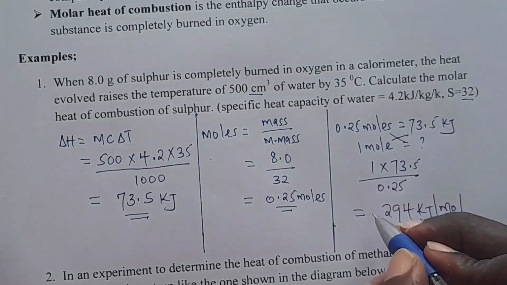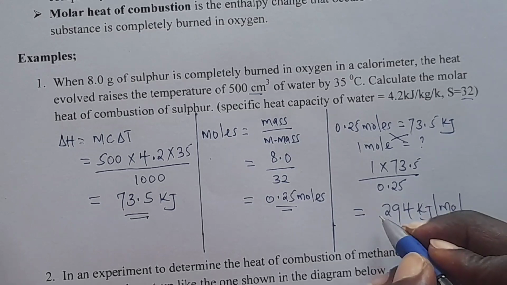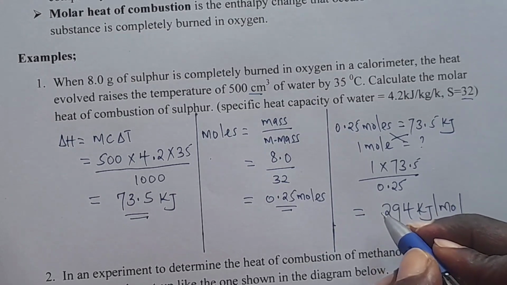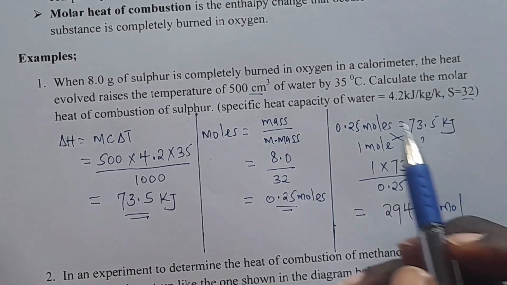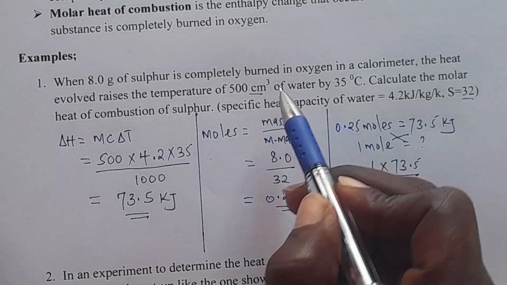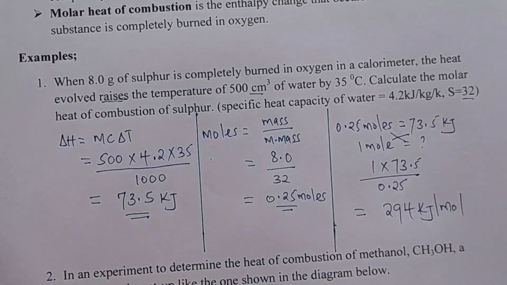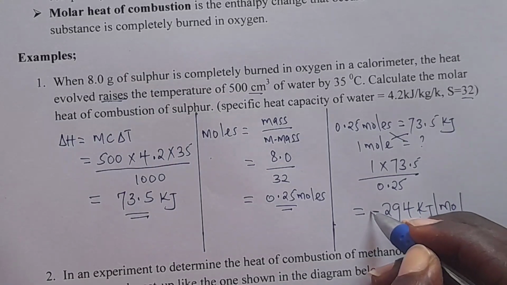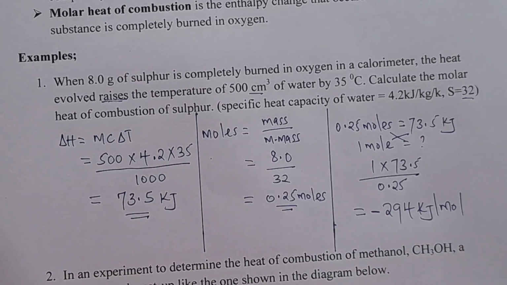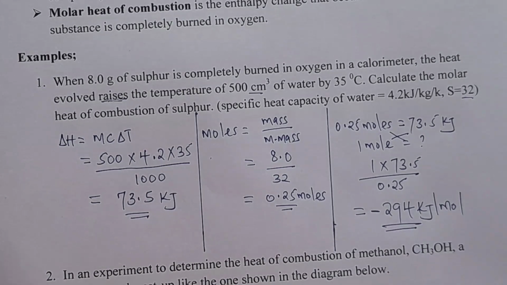So let's see whether this reaction is endothermic. If it is endothermic, we are going to put positive here. If it is exothermic, we are going to put negative there. And that will be shown by the temperature. We are told that the heat evolved raises the temperature. We said if you hear rises, that means it's an exothermic reaction. If you see drops, it will be an endothermic reaction, so it will be positive. So our answer will be negative 294 kilojoules per mole.